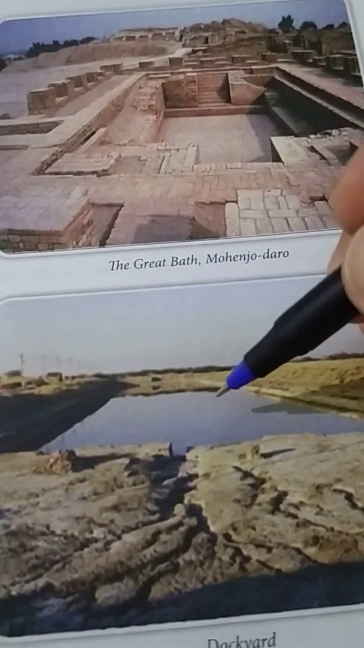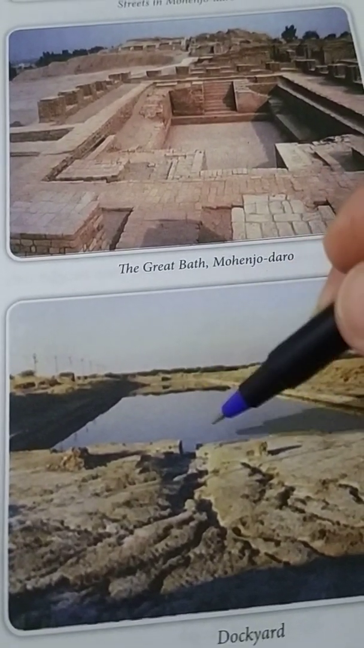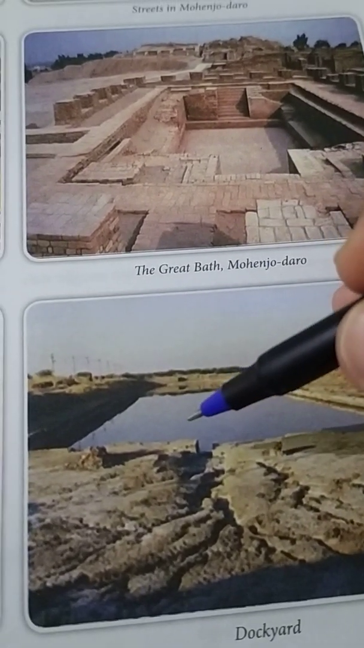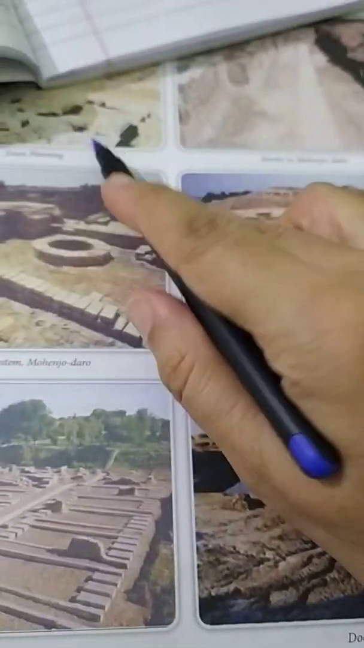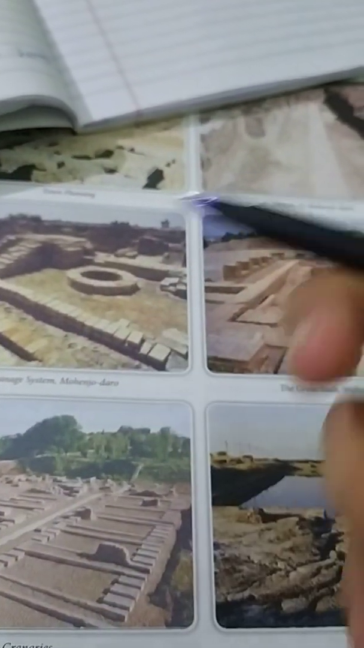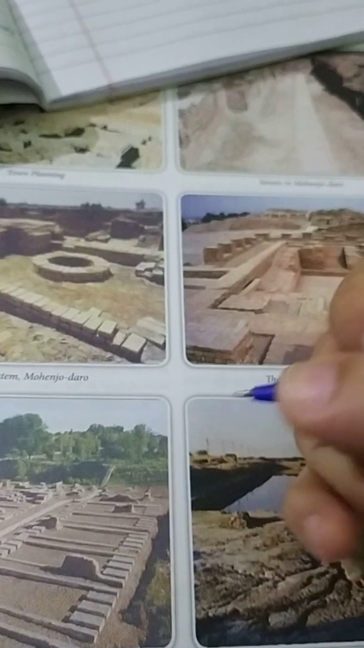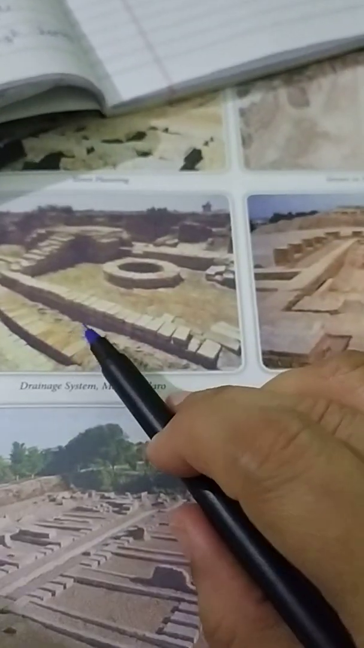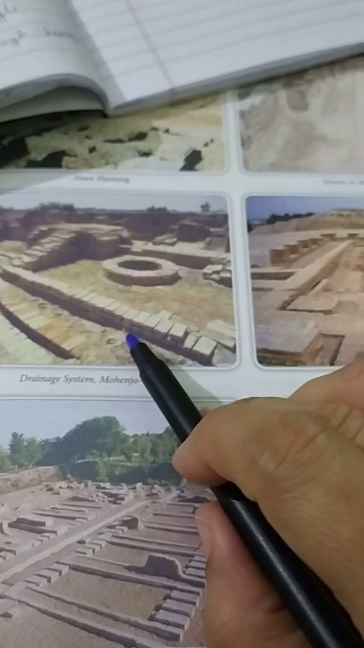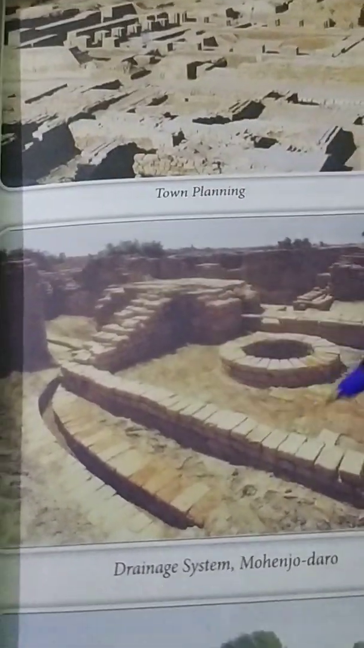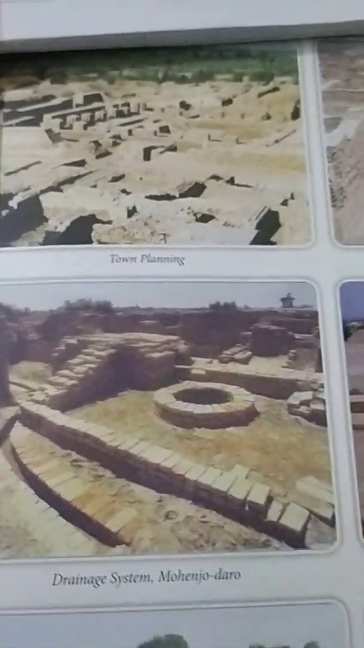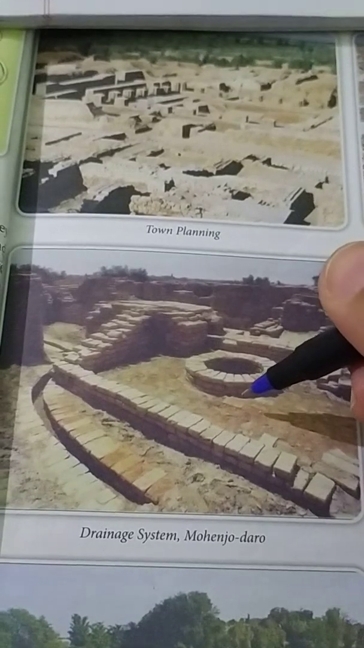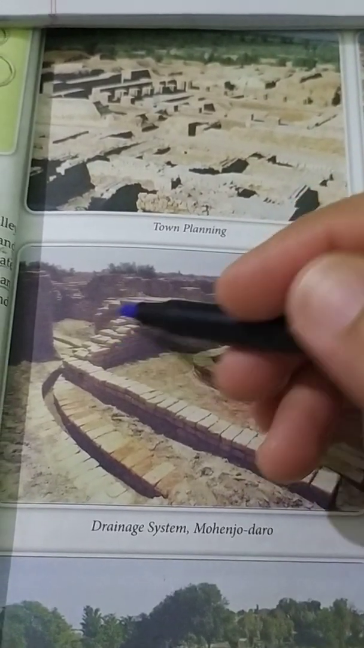This is the dockyard, which was used for, you can say, transportation or trade with other parts. So dockyard was there. So these are some of the important features which distinguish the Indus Valley civilization from all other civilizations. Now I will explain you this drainage system in detail. So if you look at this picture, it shows the drainage system of Mohenjo-daro, which was an important site and one of the important towns of Indus Valley civilization.